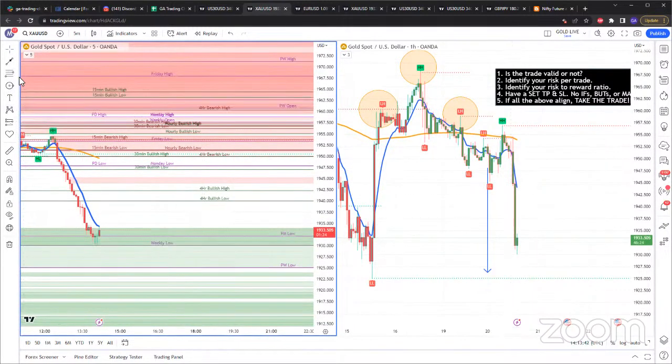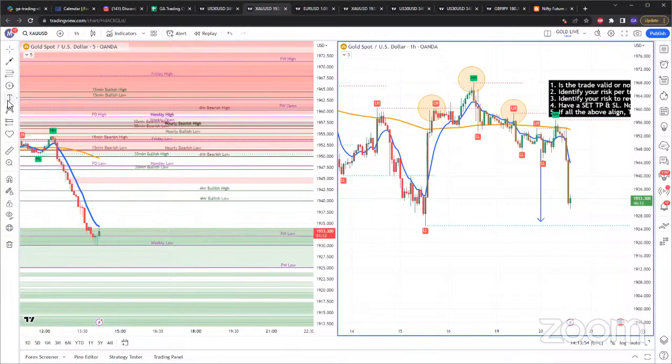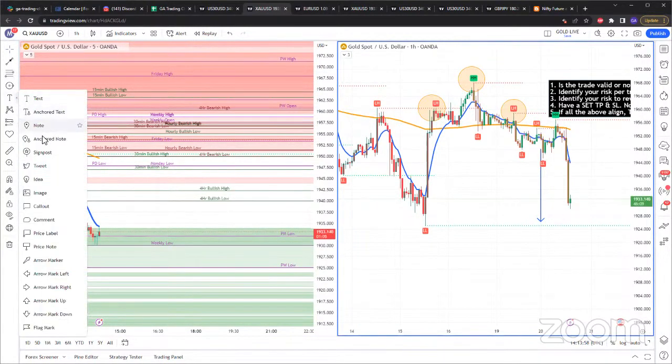So for gold right here, what I would want to see for that entry, and I hope our US 30 hits TP before this reversal starts coming in. But you can see gold is almost completing that structure. So for gold, what I want to see is this.